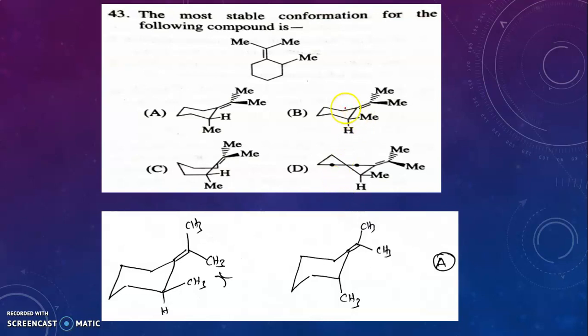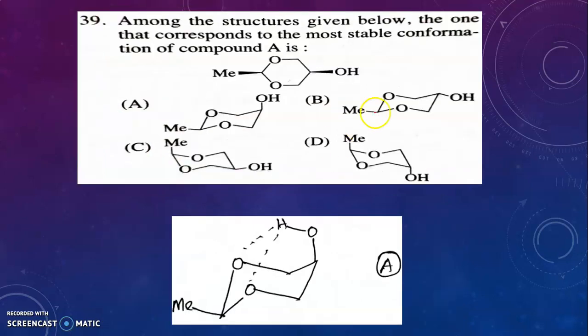Are you able to follow? So this is the axial methyl group. So, this should be the answer for this question. Are you able to follow? Next question. Among the structures given below, the one that corresponds to the most stable conformation of the compound A is.